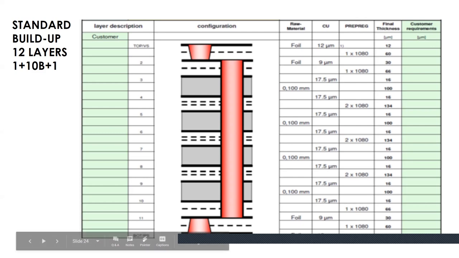Is there any question on these stack ups? No.